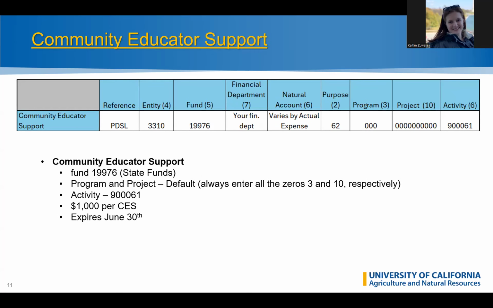Community Educator Support. Your entity is 3310. The fund is 19976 for state funds. Your financial department, natural account, 62 is the purpose. The program and the project are default. These are always going to be the default 0 for these accounts. There are 3 values in the program and 10 values for the project. And the activity is 900061. It is $1,000 per CES, and it expires June 30th of that fiscal year.